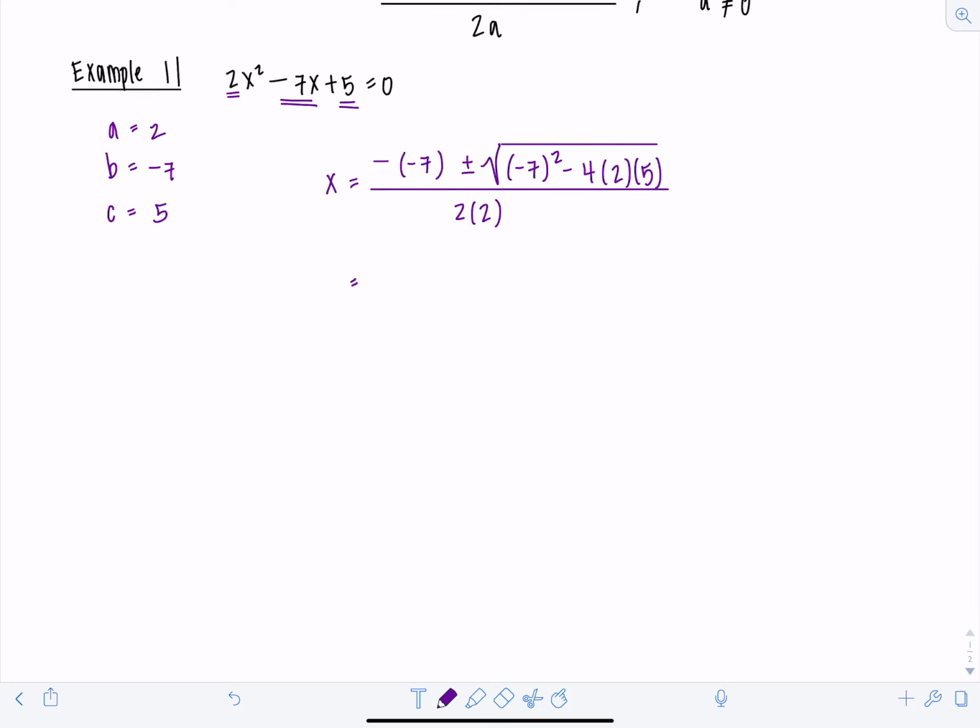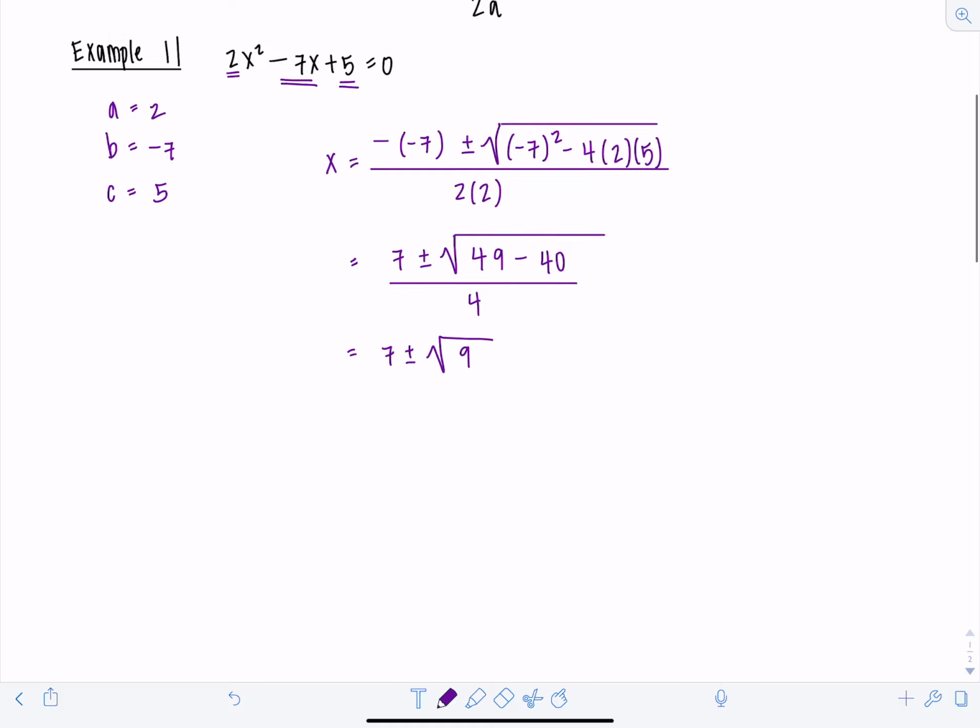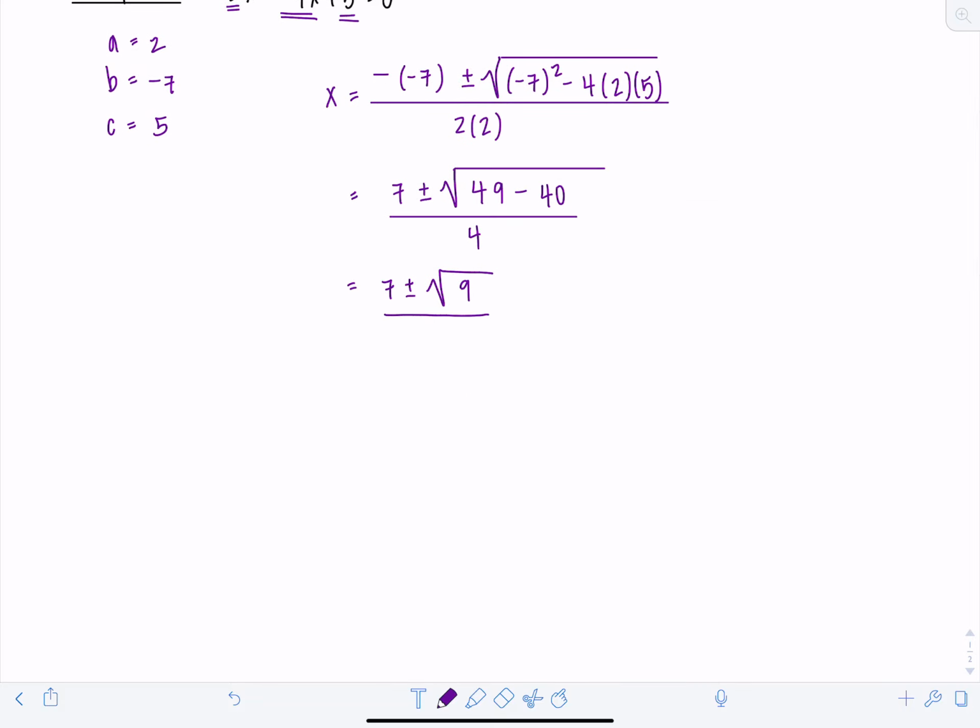So opposite of negative 7 is going to be positive 7, plus or minus the square root. Negative 7 squared becomes positive 49, minus 4 times 2 times 5, that's 8 times 5, so 40, all over 4. And then underneath the radical, we're going to have square root of 9. And this is going to work out nicely, all over 4, since 9 is a perfect square. So I have 7 plus or minus 3 over 4.